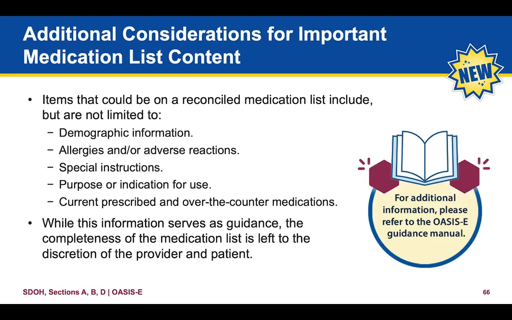There is additional guidance that can be found in the OASIS-E manual, so please take some time to review this information. But here's a short summary of some of the key elements that may exist on a reconciled medication list. These include, but are not limited to, demographic information, allergies, adverse reactions, special instructions, the purpose or indication for use of the medication, and current prescribed and over-the-counter medications. While this information serves as guidance, the completeness of the medication list is left to the discretion of the provider and patient.